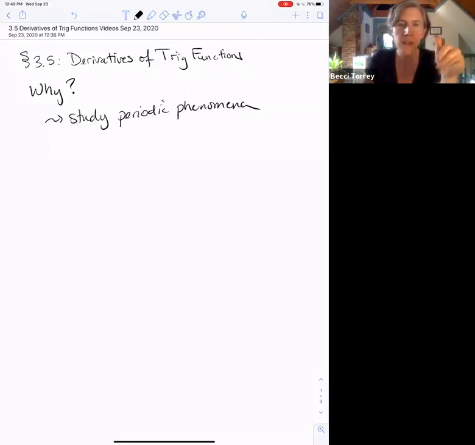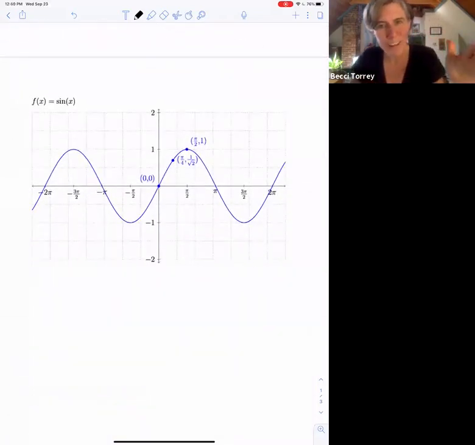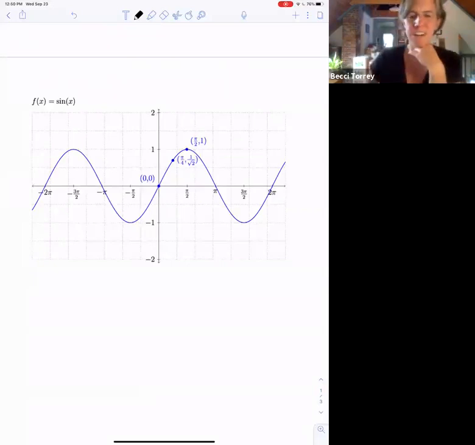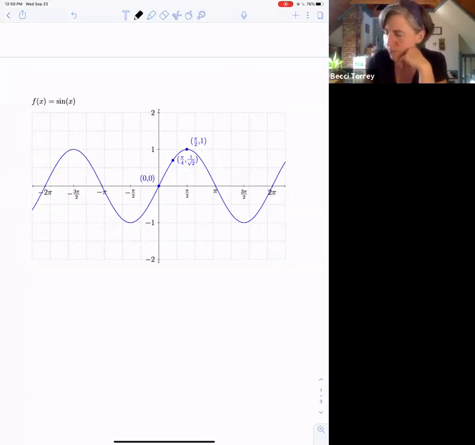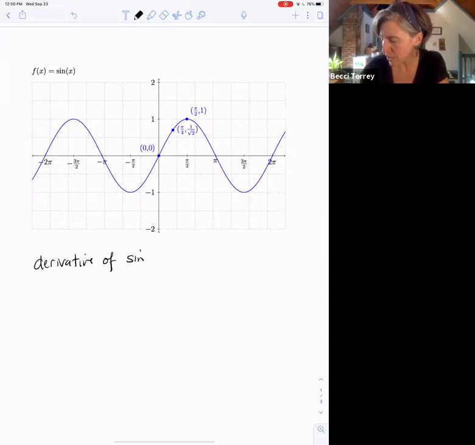Okay, so what we'll do now is take a look at one of our most basic trig functions, the sine graph. So we look at sine of x, which we all know and have memorized as part of our fundamental outcomes. It looks like this. And we know that the derivative is the rate of change, which is the slope of the tangent line. So we want to find the derivative of sine of x. That's our question. Always know what your question is.